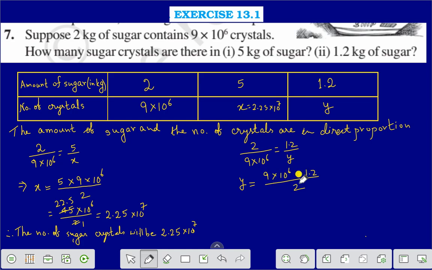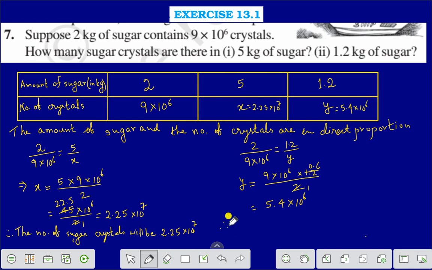Or you can find the value as 5.4 into 10 to the power 6. Right? That means when the amount of sugar is 1.2 kg, the number of crystals will be 5.4 into 10 to the power 6.